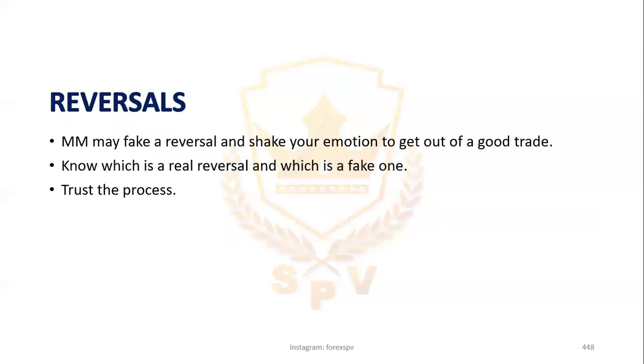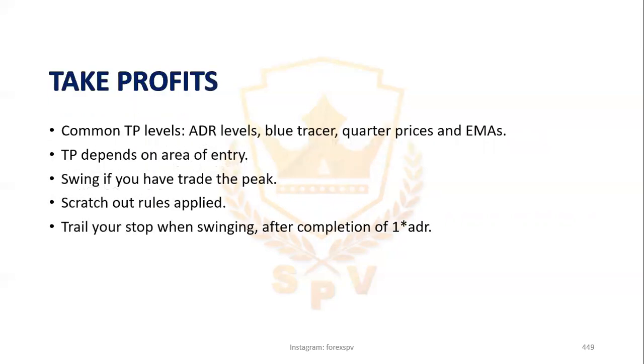So after taking your trade, we have the reversal phase now. Market makers may fake a reversal to shake your emotion to get you out of a good trade. You need to trust the process, know which is a reversal and which is a fake one. We have learned the 3 intraday levels, we have learned the 3 market maker cycle levels. So you need to trust the process that the market would follow what we have learned.